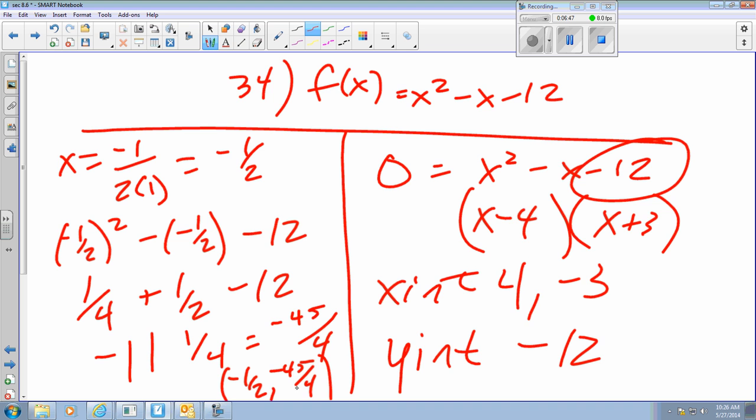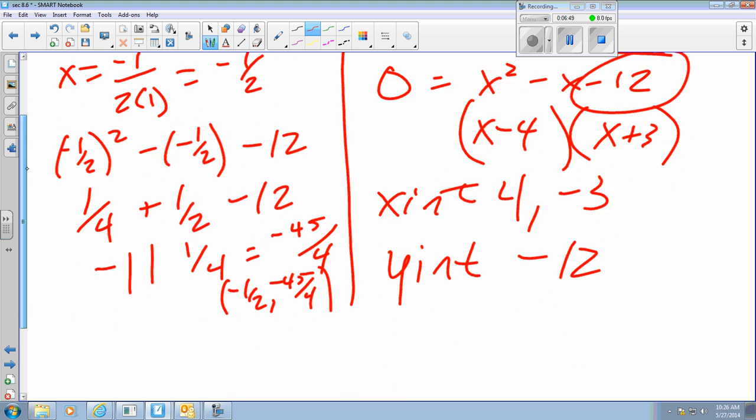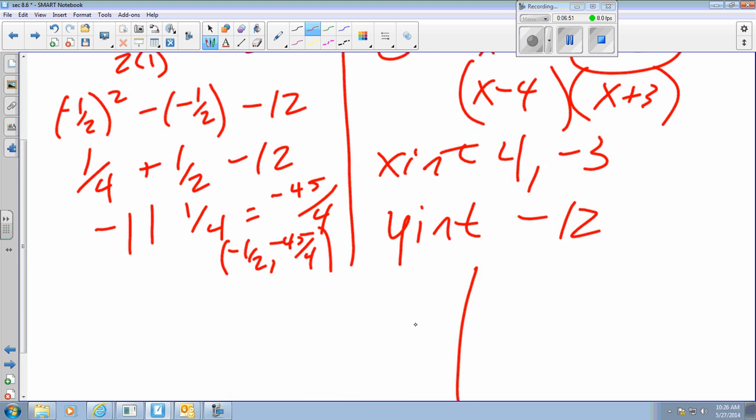So if I was to graph that, I would get negative half, so I'm down here. My x-intercept is at 4, 1, 2, 3, 4. X-intercept, negative 3, 1, 2, 3. And my y-intercept is down here. And I'm going to get, oops, it's a little wide. I'm kind of short on room there, but it looks something like that.